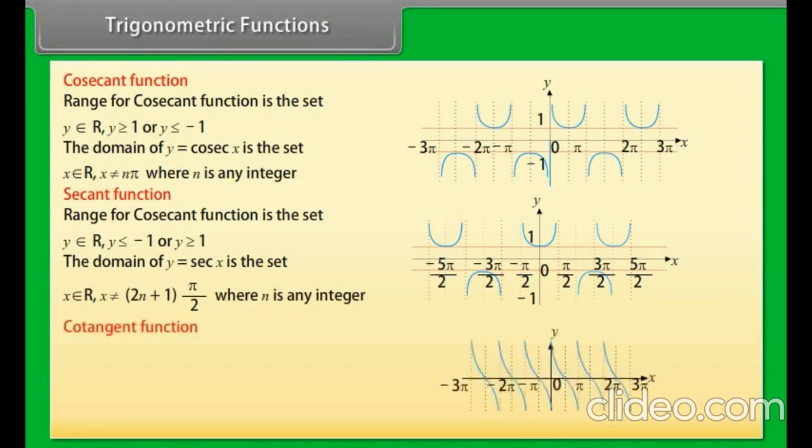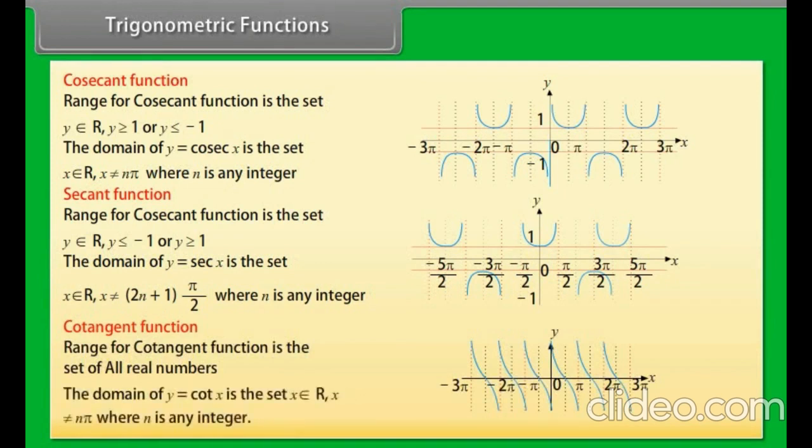Cotangent function. Range for cotangent function is the set of all real numbers. The domain of y equals cot x is the set x belongs to real numbers, x not equal to n into pi, where n is any integer.